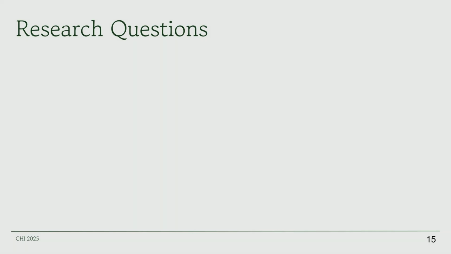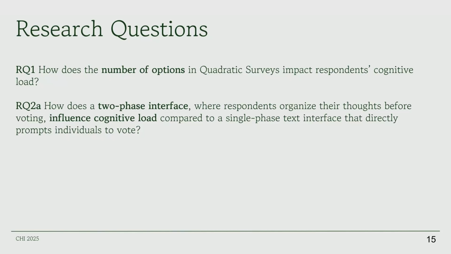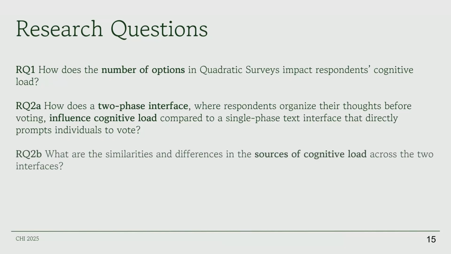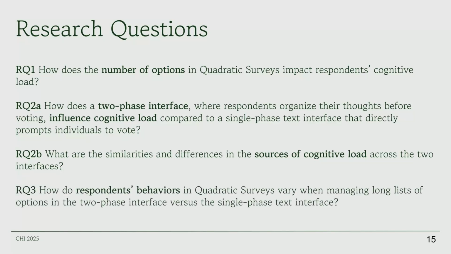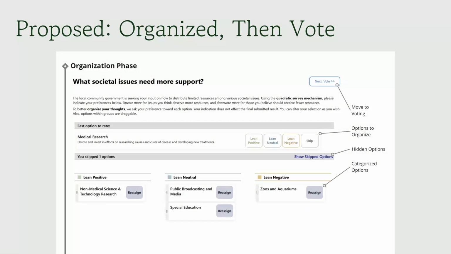By effective, we focus on reducing respondents' cognitive load in quadratic surveys. Specifically, we examined how the number of options in our proposed two-phase interface influences participant cognitive load. We also explored the sources of cognitive load participants experience when completing QS and observed whether participant behaviors differ between interface versions. Grounded in preference construction theories such as differentiation and consolidation theory, we propose a two-phase interface design.